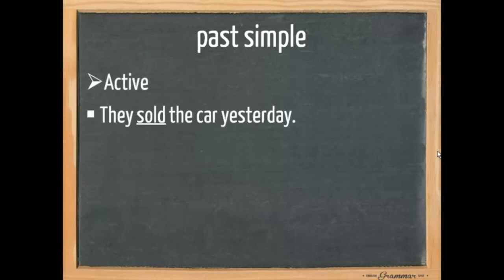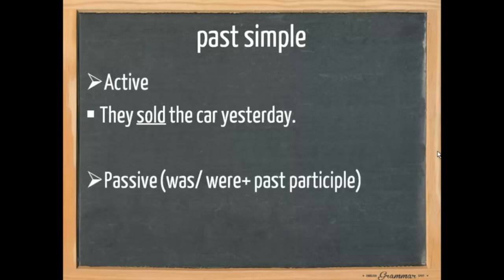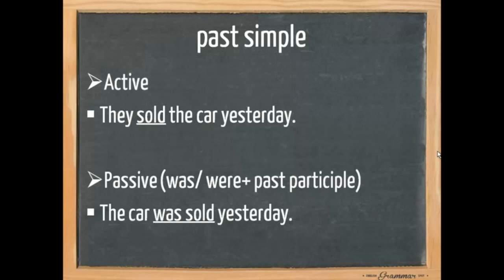Active: They sold the car yesterday. Remember, just as in the present simple, we need to use a form of "to be," so "was" or "were," and the past participle. The car was sold yesterday.